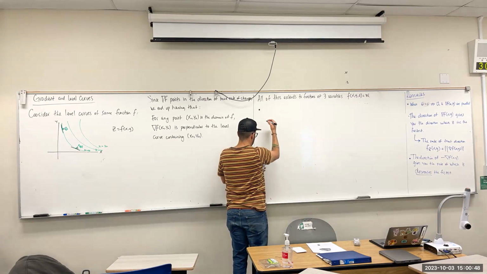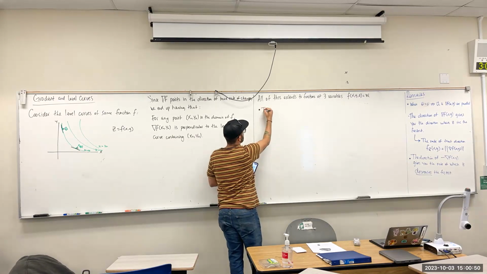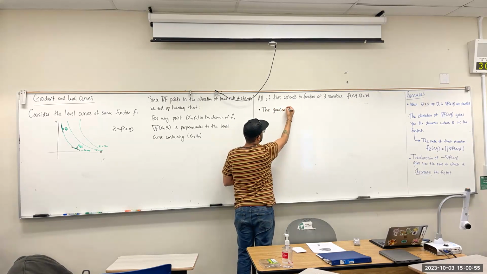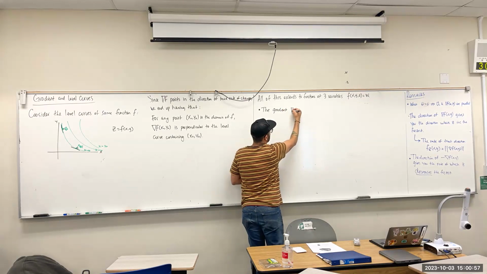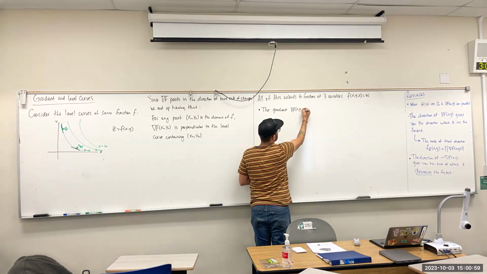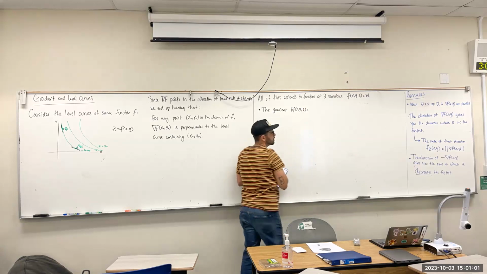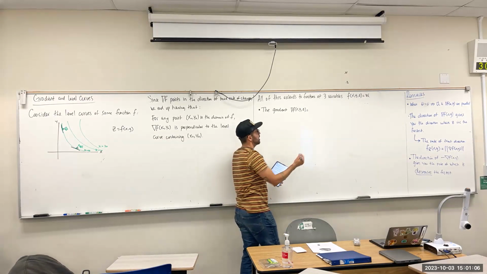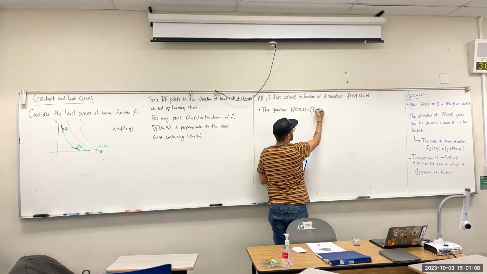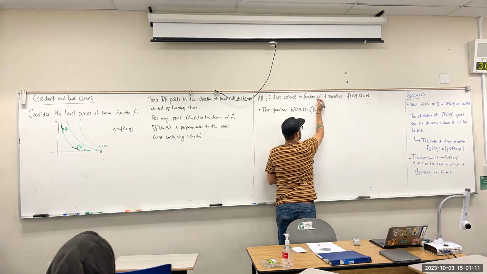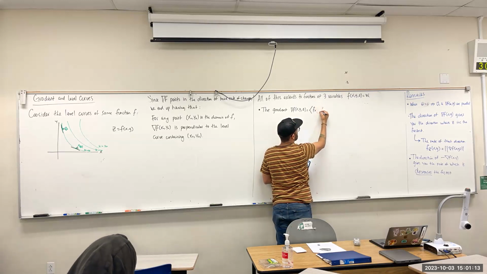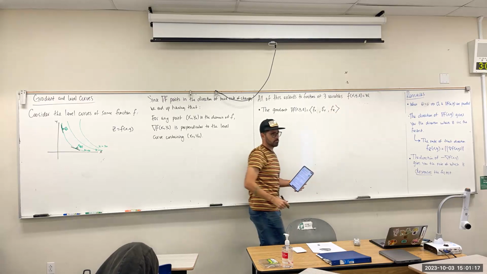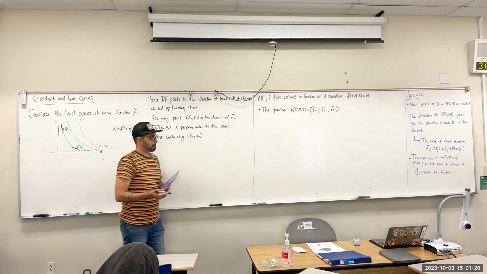So the gradient is still similar to what we did. The gradient is still going to be a vector, but now how many variables are you inputting? 3. So how many partials do you have? 3. So now it's going to be f partial of x. Here, just to save time, let's just write f partial of x, f partial of y, and f partial of z. So now it has 3 components. Okay?